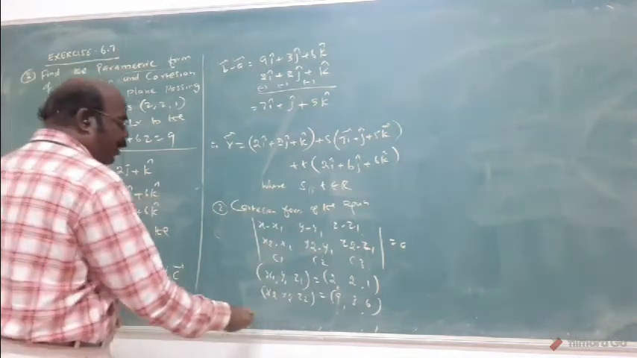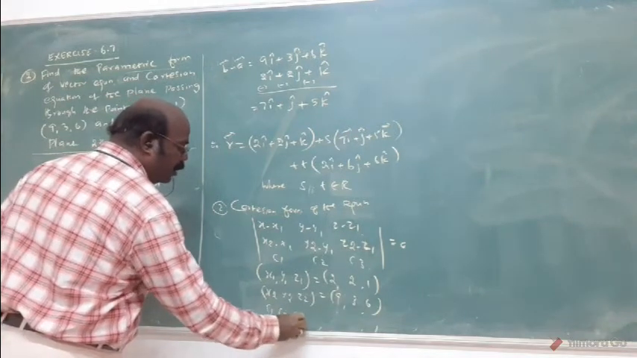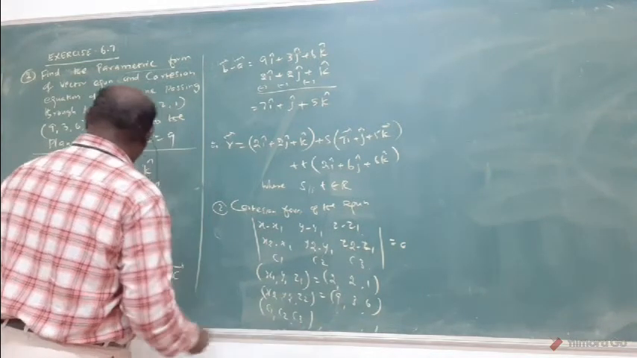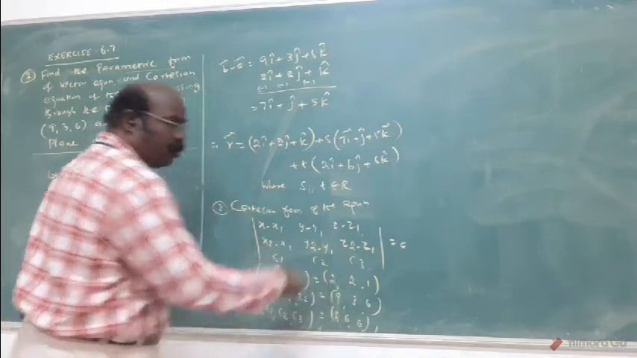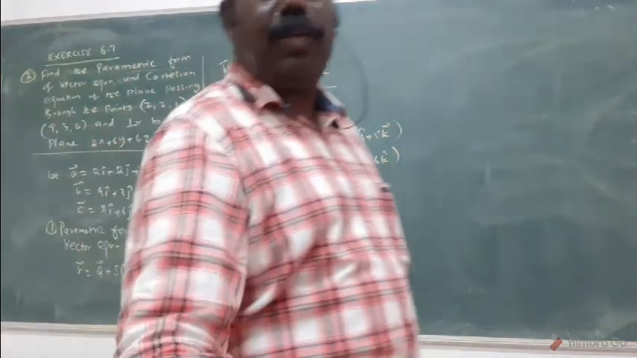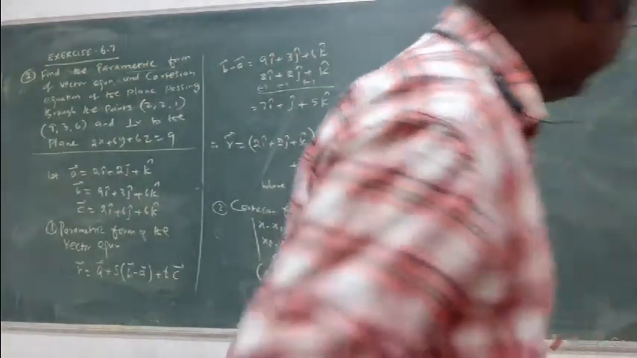Then the C vector is what? C1, C2, C3 is 2, 6, 6. Substitute here, that is the answer. Substitute and expand, we get the answer. Substitute here.